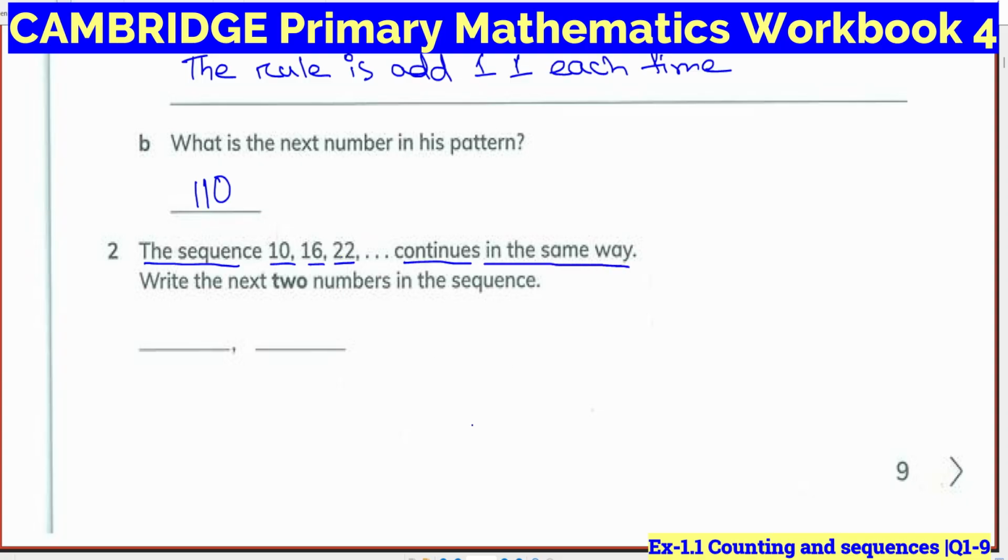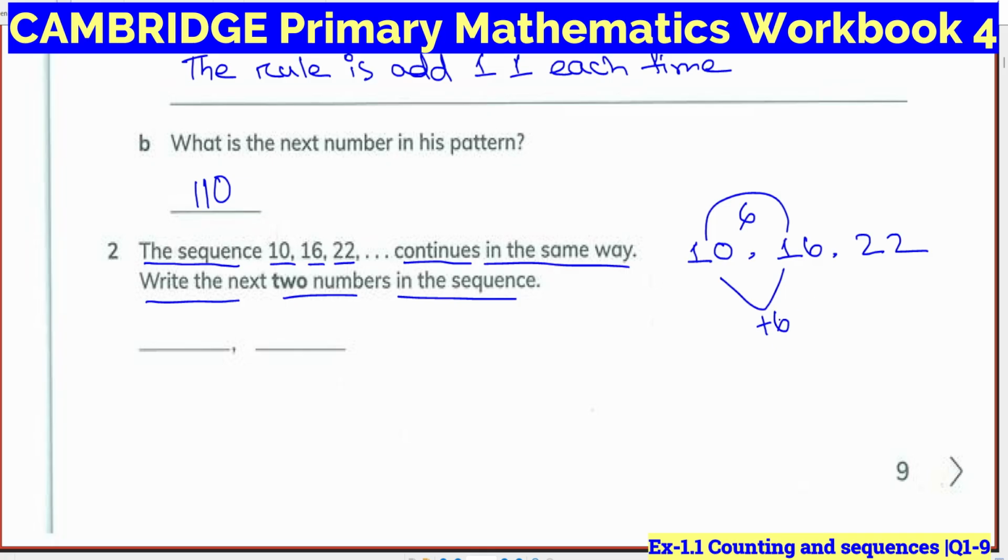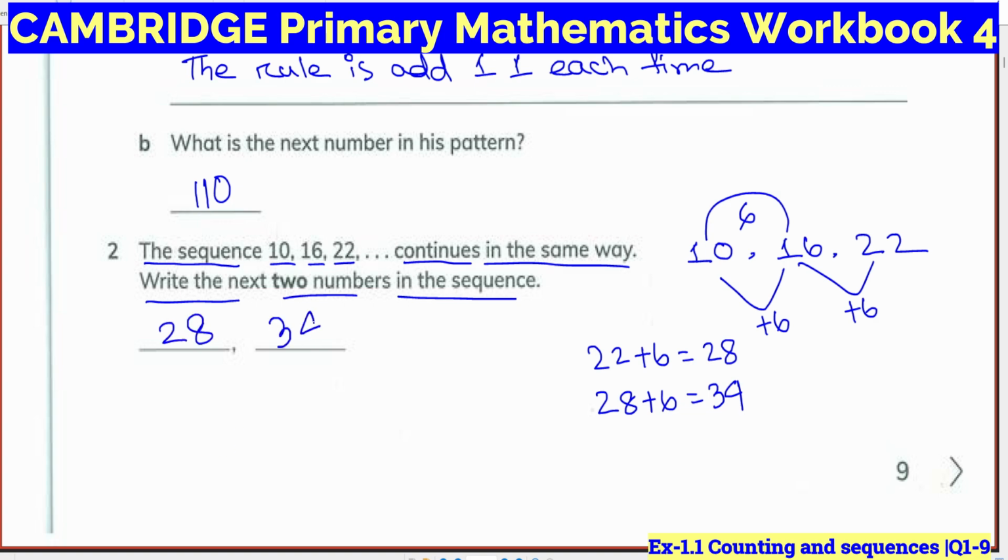continues in the same way. Write the next two numbers in the sequence. So in this case, look, here is 10, next 16, then 22. So what is the difference? 16 minus 10, here is 6. It means we are adding 6. 10 plus 6 is 16. Same thing, 16 plus 6 is 22. So 22 plus 6 is 28. Next, 28 plus 6 will be 34. It means 28 and 34.